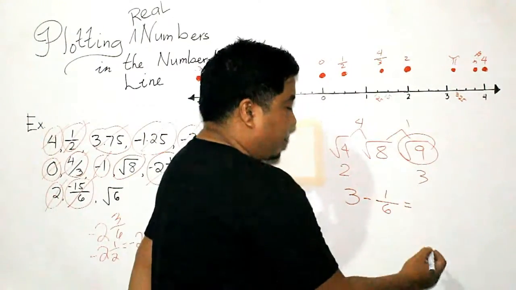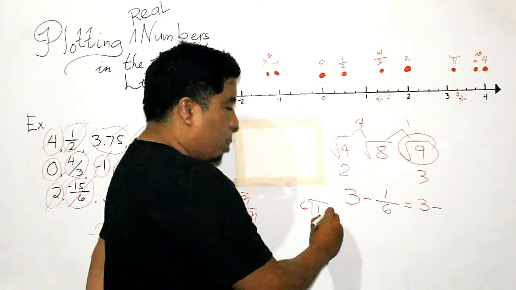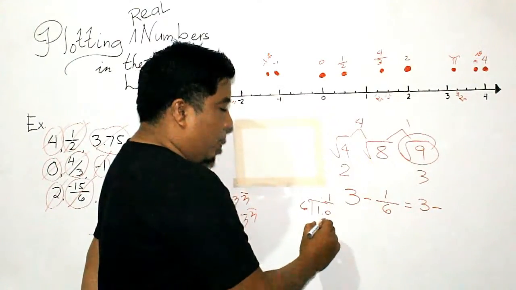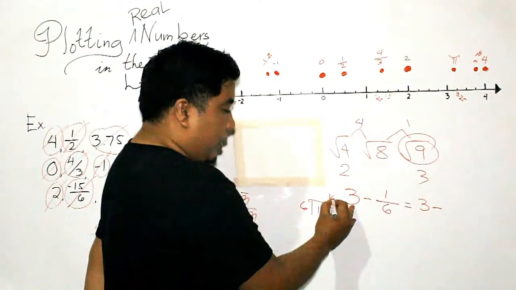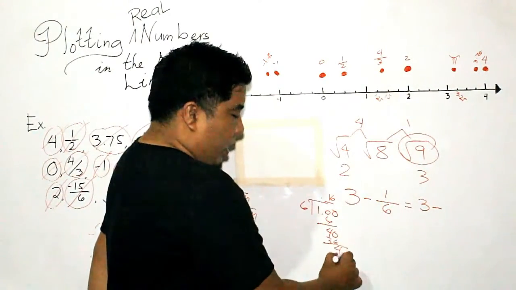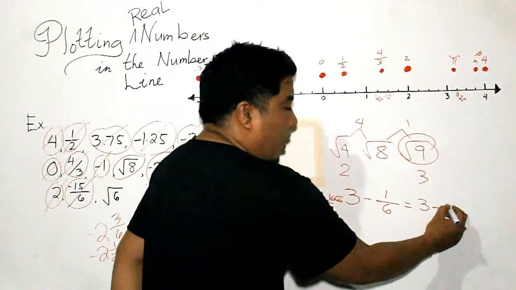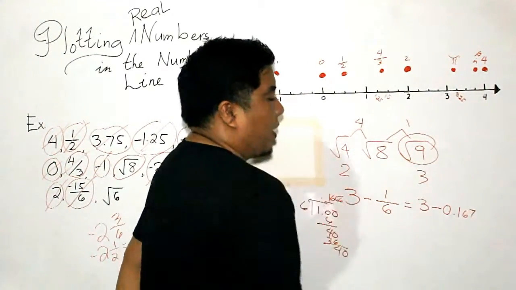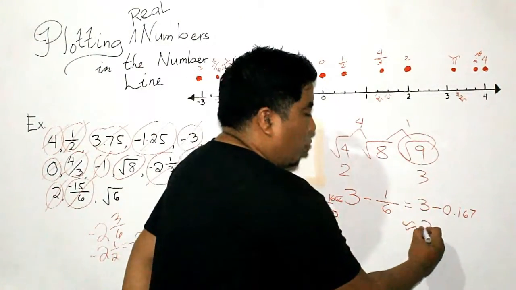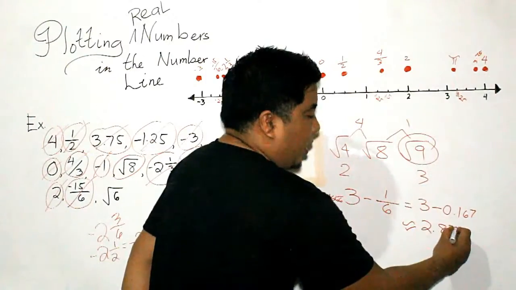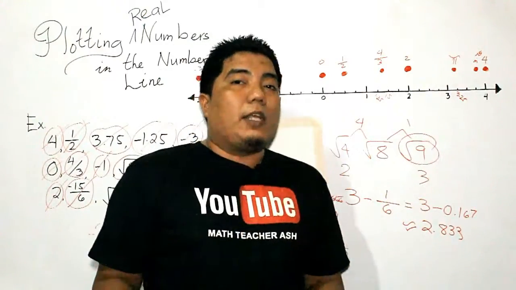So by doing so, that is 3 minus 1 over 6 is equal to, okay, so that is 1, that is 6, 4, the index is 0, 40 divided by 6, that is 6, 36, and then okay, it will never stop, so that is basically 0.167. And then if you subtract this, the approximate value is 2.833. Okay. So, the value of square root of 8 in decimal is approximately 2.83.